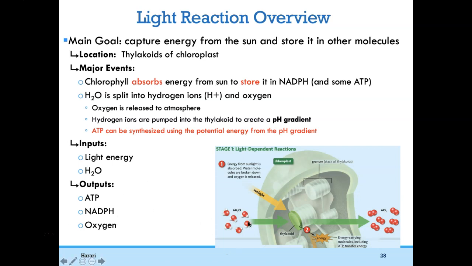So this is an overview. In goes water and sunlight. We're going to get some energy-carrying molecules at the end, and we're going to release oxygen. That's the summary of the light reactions, which happen in the thylakoid.